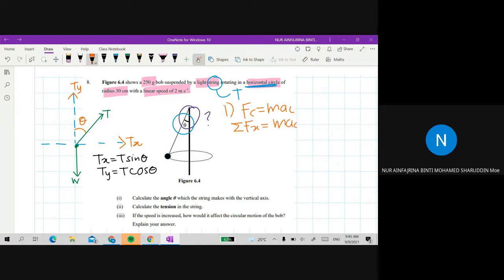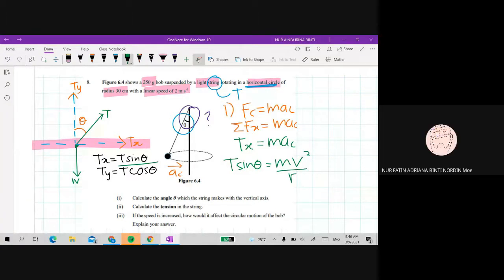What about the direction of centripetal acceleration? To the left or to the right? To the right. Okay, dia towards the center. Alright, now forces yang berada dekat part X adalah your TX. Only TX. Okay, so tulis TX equals to mass darab dengan centripetal acceleration. Now, we already resolve our TX, just substitute T sin theta equals to mass darab dengan, what about your centripetal acceleration? Formula dia adalah V squared over R. But now, we need to find for the angle. Kita nak cari angle. But, kita tak tahu tension kita.